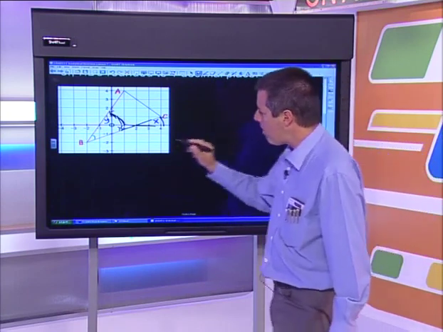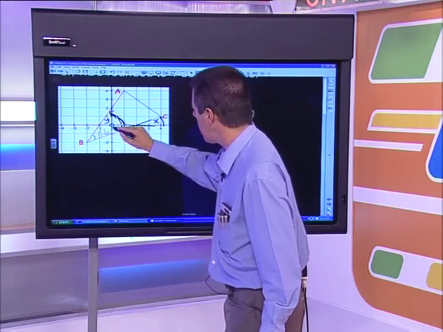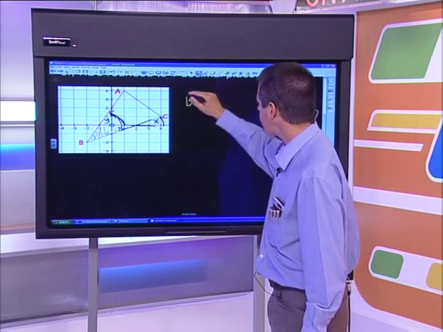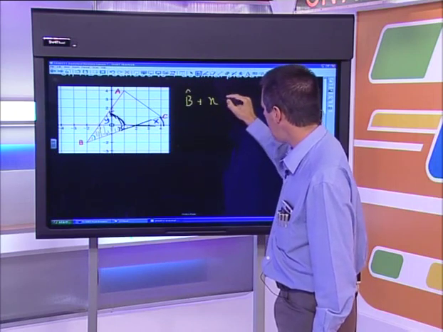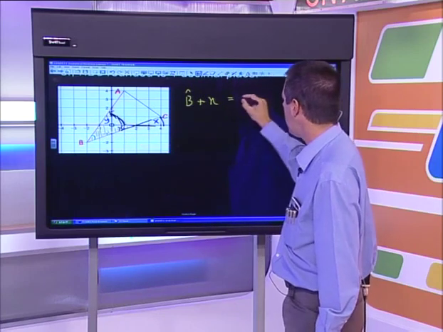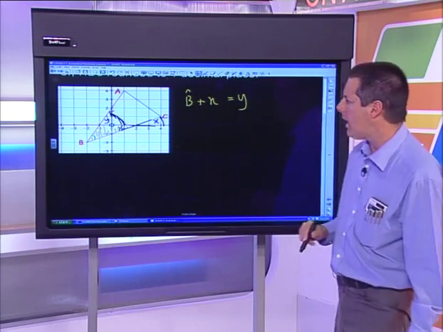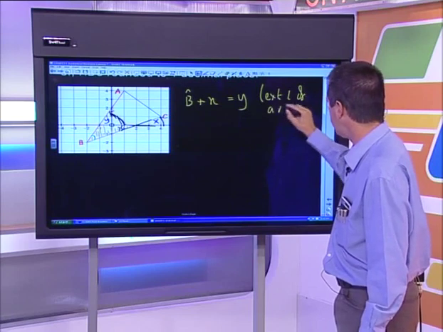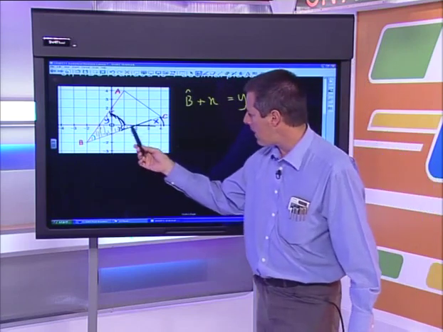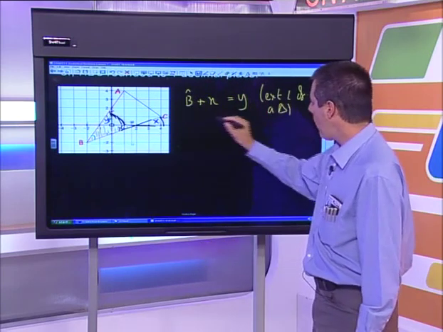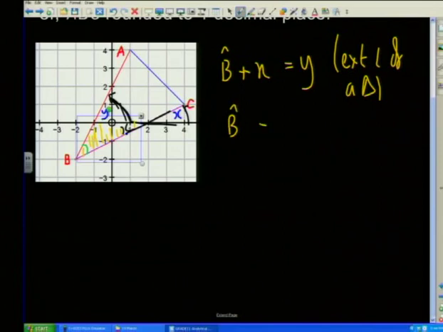So I know that if I'm playing with a triangle, which is this triangle over here, angle B plus angle X is going to be equal to Y. And you might say, why is it equal to Y? Well, that is because we've got the exterior angle of a triangle. Okay, so look very carefully. The angle X plus the angle B is equal to that Y. And so when I go and solve, well, then I know that B is the same as Y minus X.